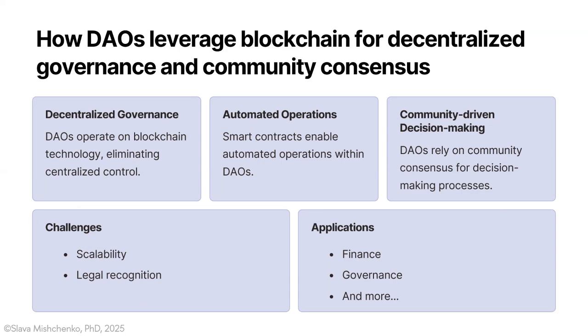And as someone who studied organizational structures, I find this particularly fascinating. And what is exciting about DAOs is their automated operations through smart contracts. For example, you can imagine an organization where routine decisions are executed automatically based on predefined rules, while strategic decisions are made through community consensus. And this isn't science fiction, it's happening right now.